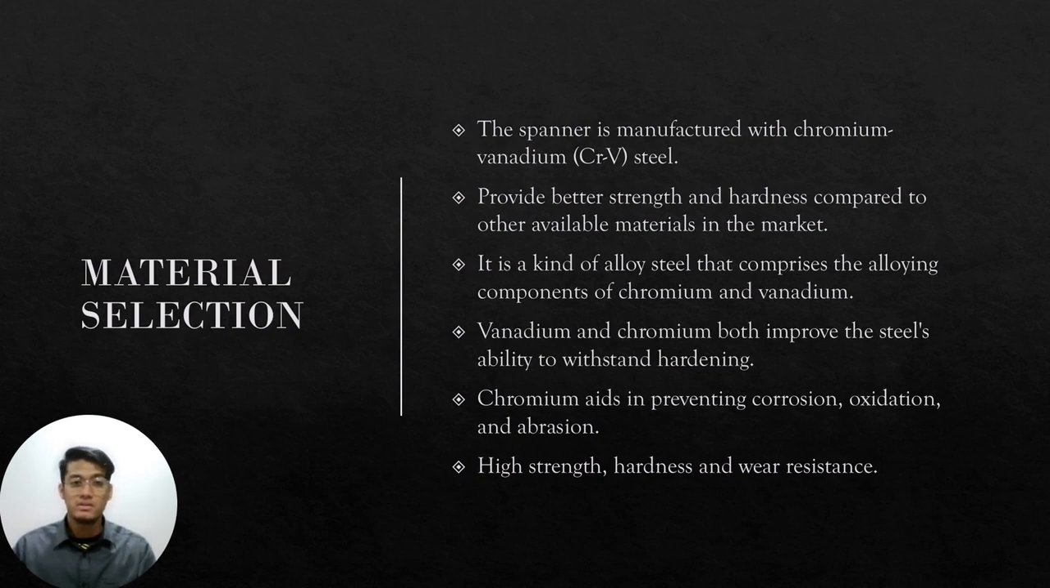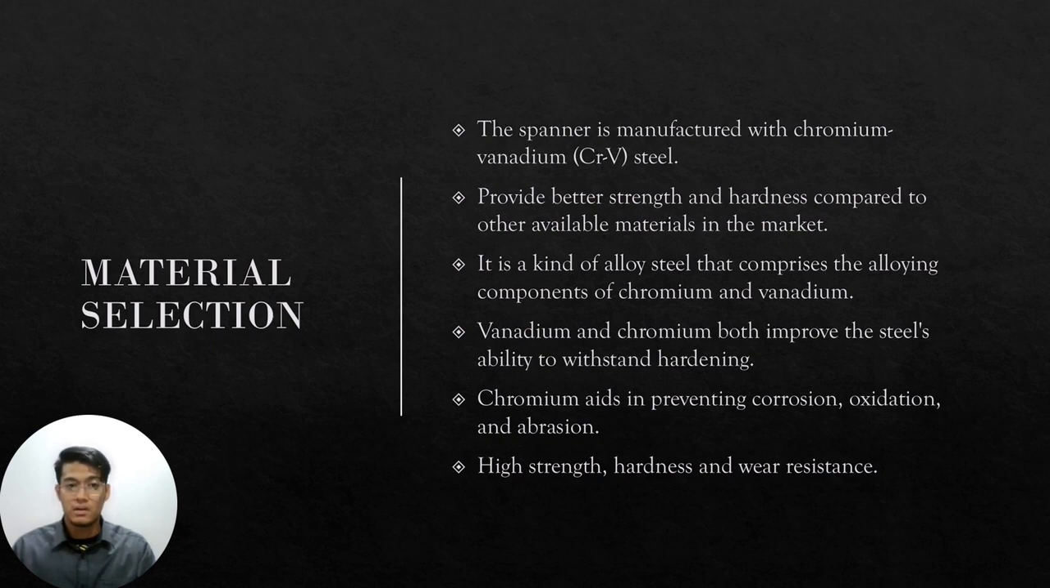Okay, we choose the chromium vanadium steel for the material for our spanners. It provides better strength and hardness compared to the other available materials in the market. It is a kind of alloy steel that comprises the alloying components of chromium and vanadium. Vanadium and chromium both improve the steel's ability to withstand hardening, and chromium aids in preventing corrosion, oxidation, and abrasion. Both carbon and chromium can increase flexibility, thus this gives the material the ability to adapt high strength, hardness, and wear resistance.